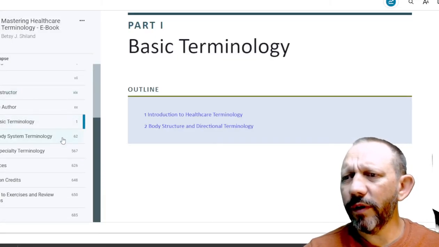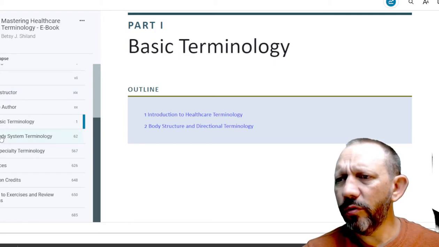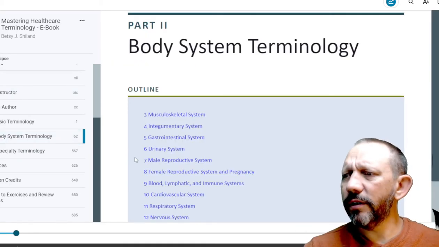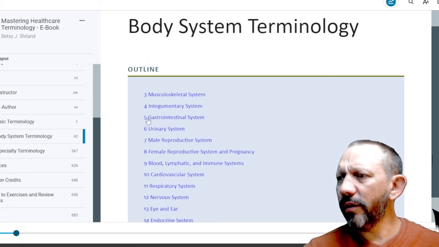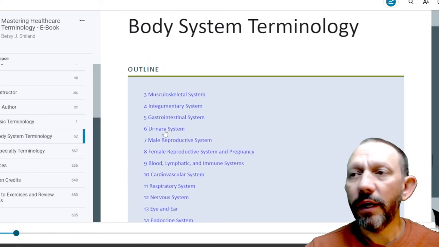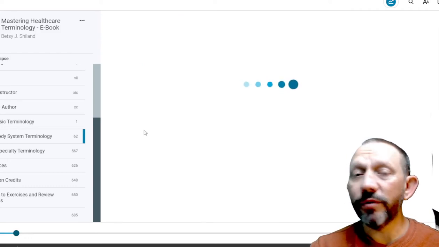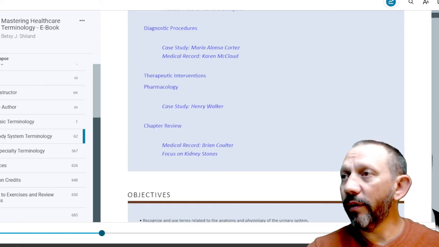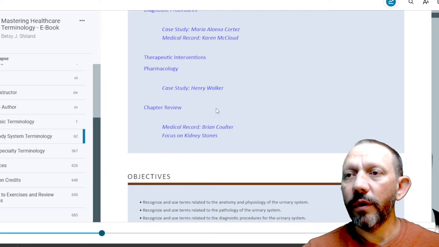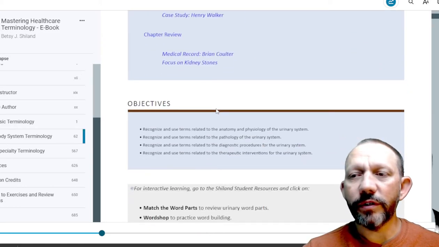Let's go back and see if we can find part 2 body system terminology. Let's see if we can find, we're looking for urinary system. If we can find it in here, urinary system, there it is. Chapter 6 in the book. You can follow along this way. I'm just going to be basically going through the entire book without the darn cat here. Let's see if we can move this over. There we go. So we've got an entire system of stuff.